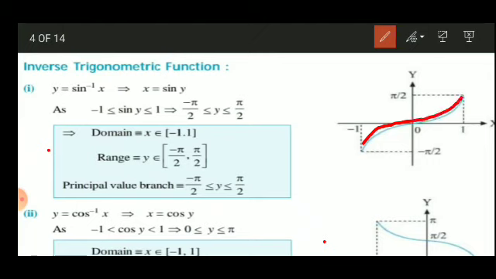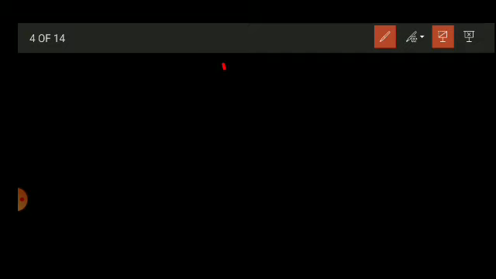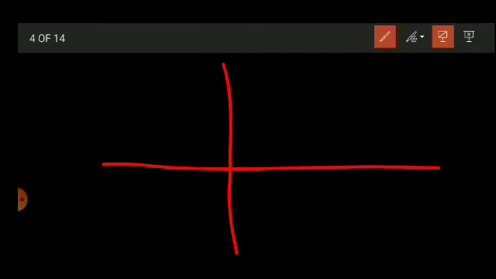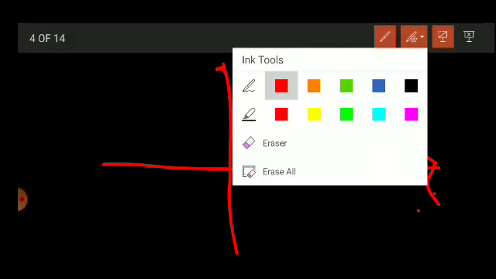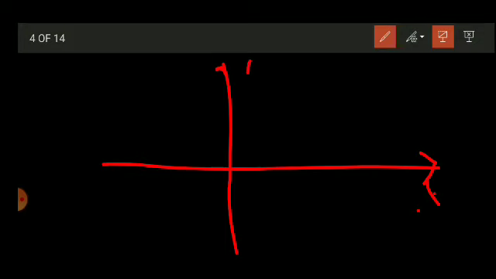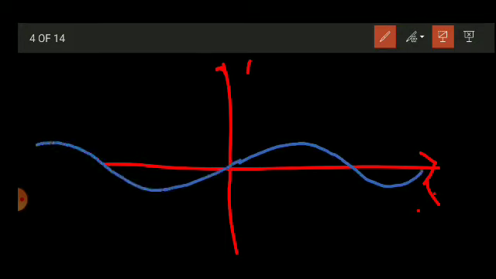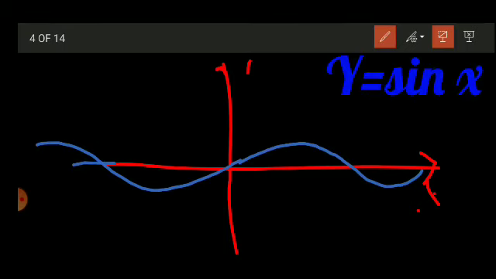This is also the reflection of y equal to sin x with respect to the y equal to x line. Let me draw y equal to sin x first. So this is the sin x graph. Okay, so if we draw a line y equal to x here, this is the line y equal to x.